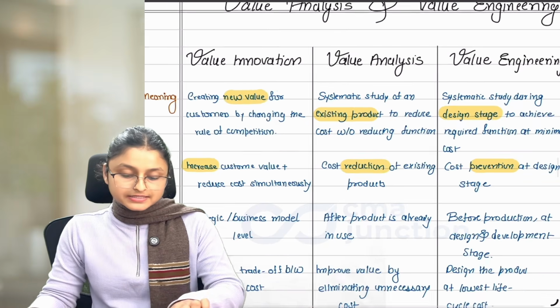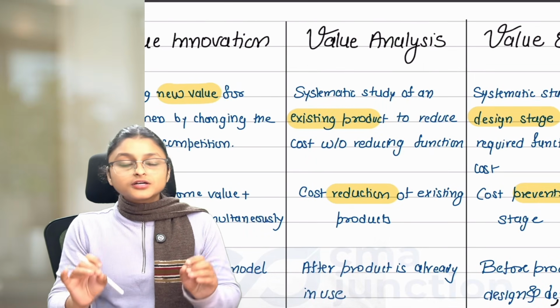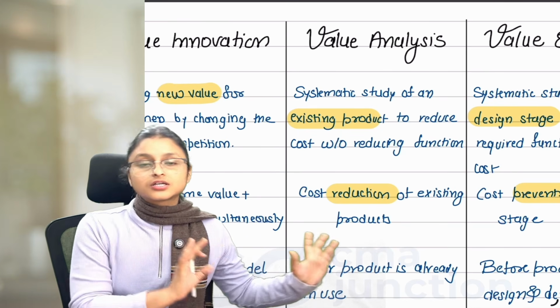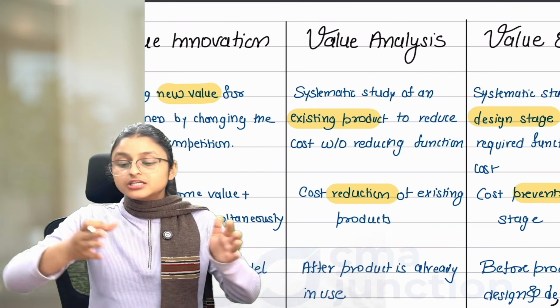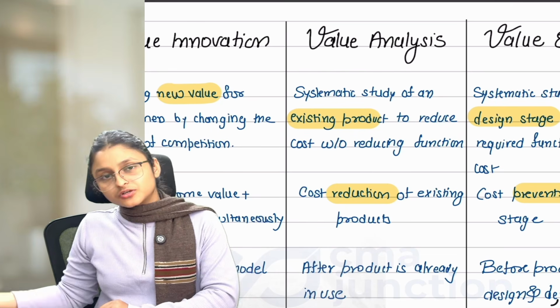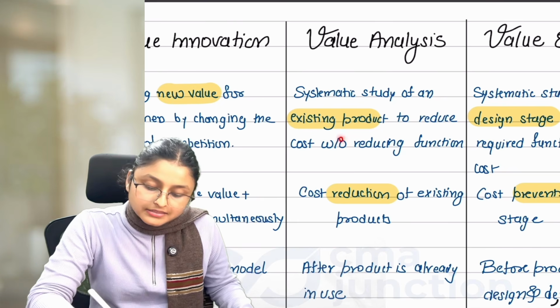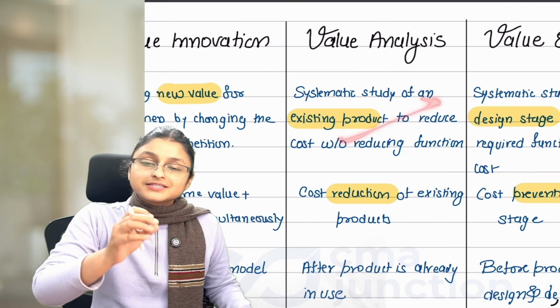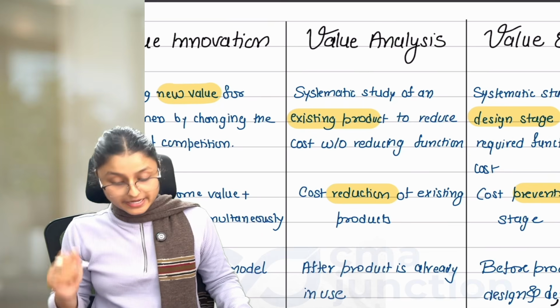And value analysis is applicable on existing product. What is existing product? The product which is already getting sold to the customer. We have already sold a lot of units to the customer. We keep on selling that product to the customer. We are manufacturing it on a day-to-day basis. That is the existing product whose design, development, everything is already done. It's in the manufacturing process right now.